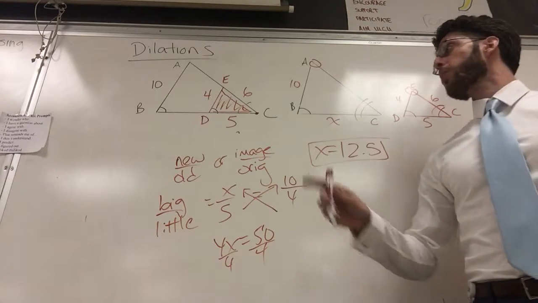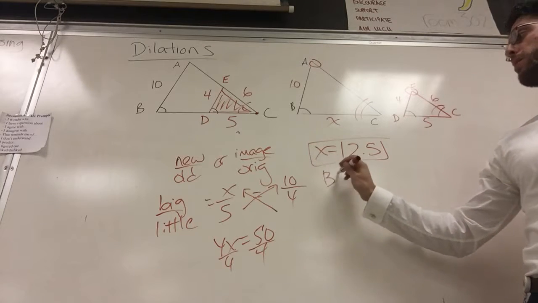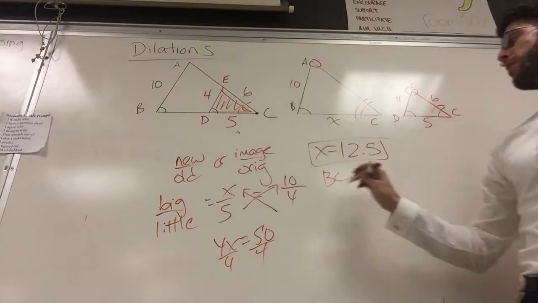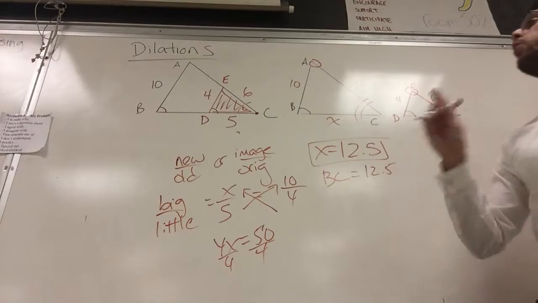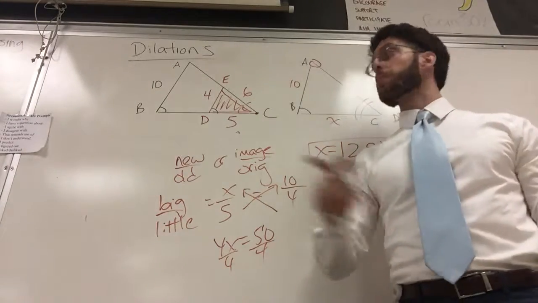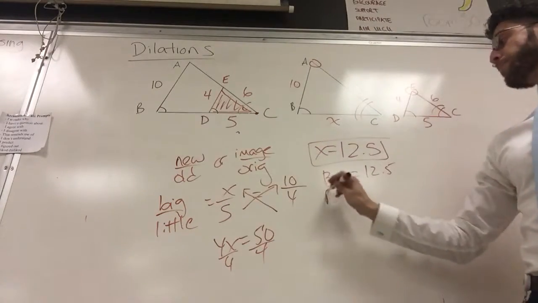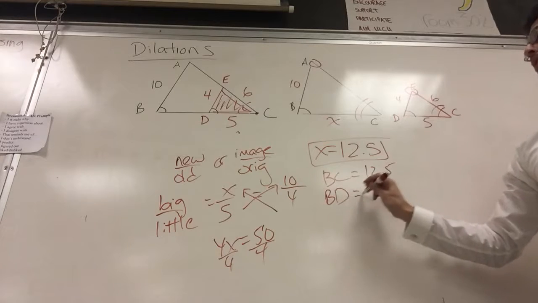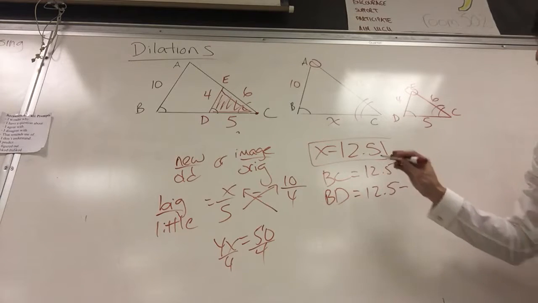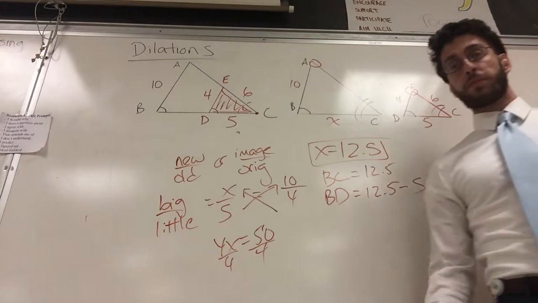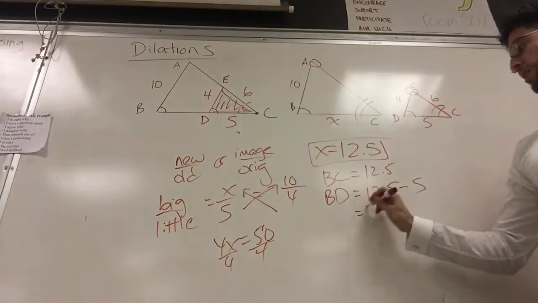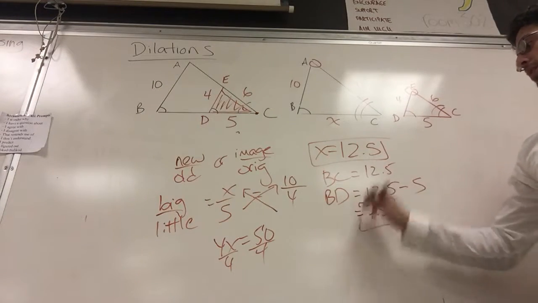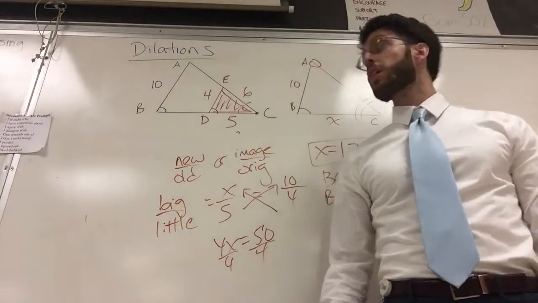Am I done? No, because you asked for BC. Oh, wait a minute, BC is x, so that's 12.5. Oh, wait a minute, no you didn't. You made it complicated. You want BD. Well, BD is 12.5, subtract 5, right? So that's 7.5, done and done.